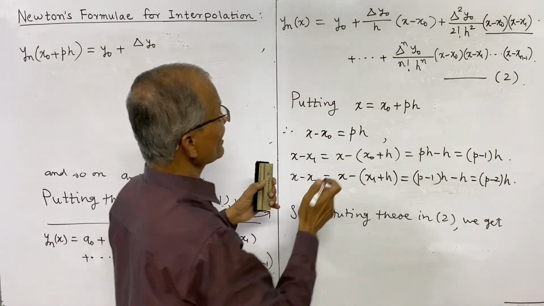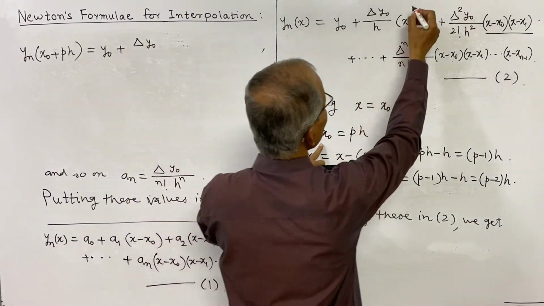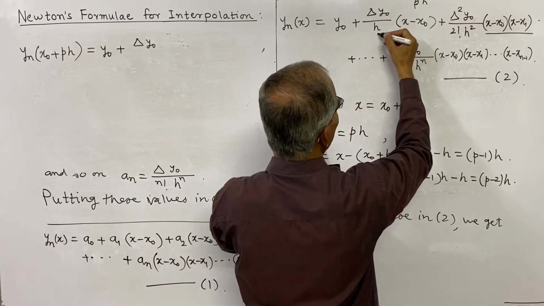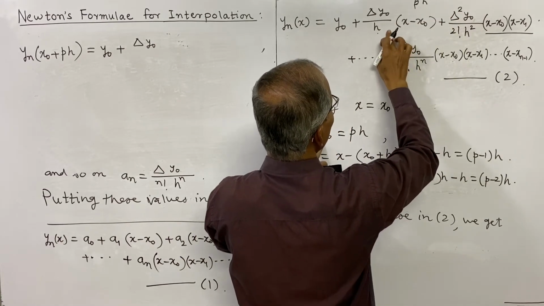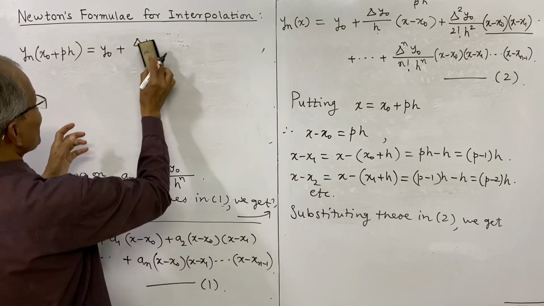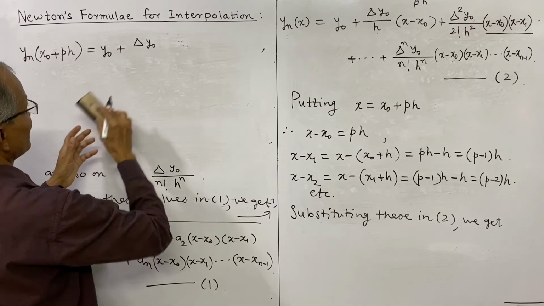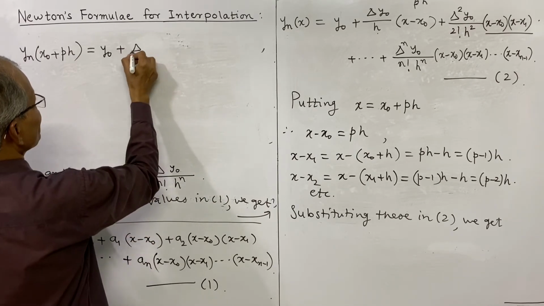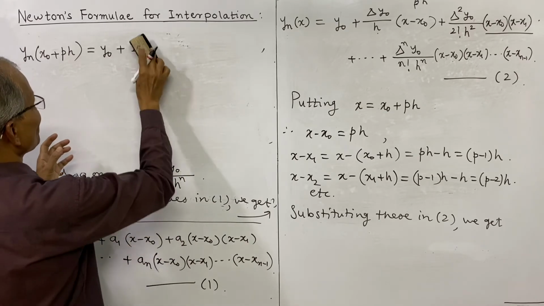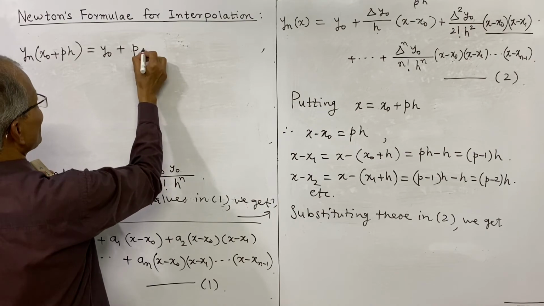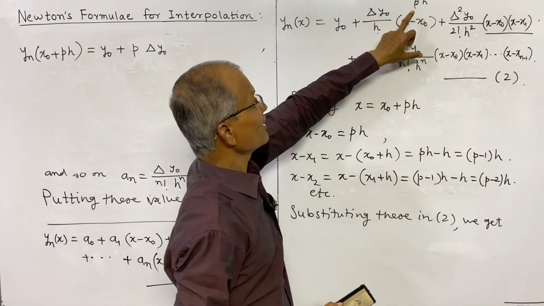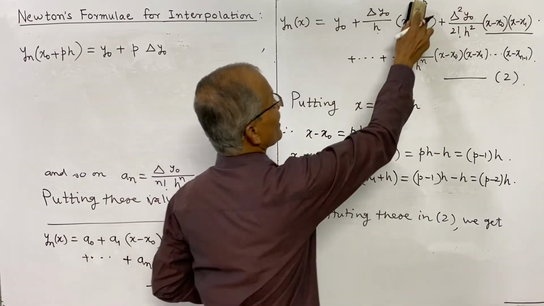Now you see, the value of x minus x naught is ph, and this h cancels with this h, and what remains is p only, times delta y naught. I shall write p first and then delta y naught. You see, h cancels, p remains, p into delta y naught.